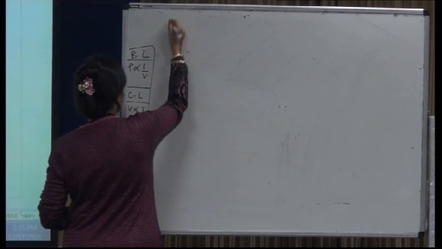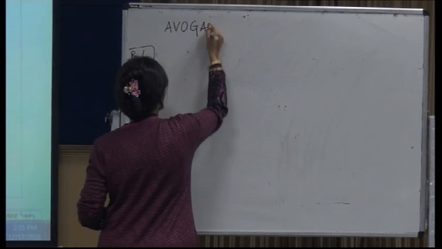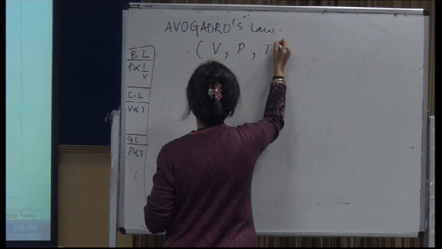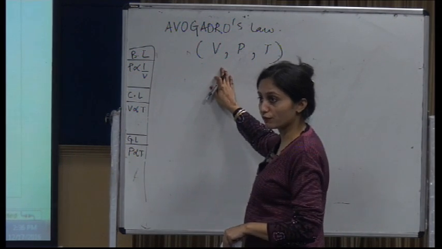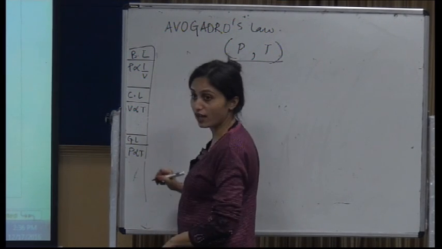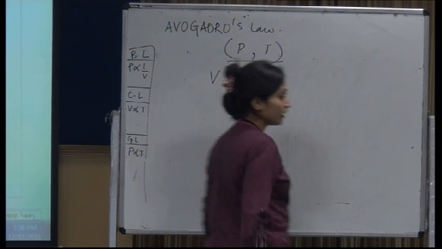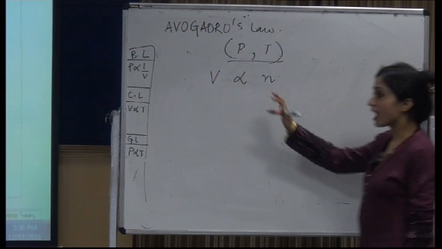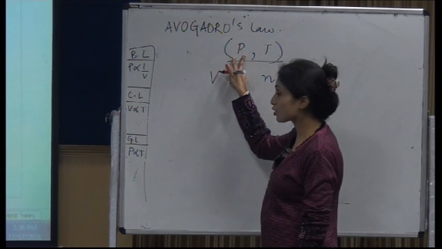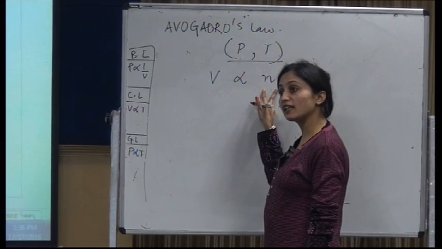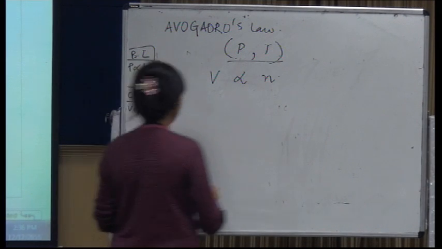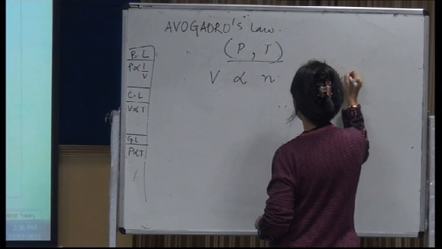I repeat your Avogadro's law before we move on to the final ideal gas law equation. Avogadro's law says that equal volumes of all the gases under similar conditions of pressure and temperature will contain equal number of molecules. It means that if you keep your pressure and temperature constant, then your volume will be directly proportional to the number of molecules. I repeat it again. Avogadro's law states that equal volumes of all the gases under conditions of constant pressure and temperature contain equal number of molecules. That is, V is directly proportional to N. So here I can say that V is equal to K4 times N.